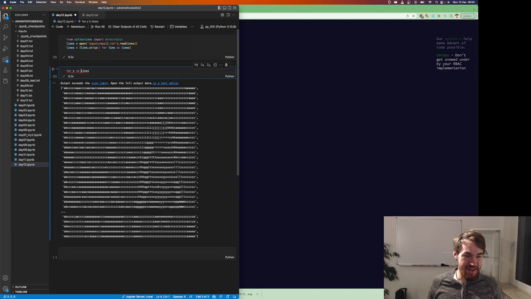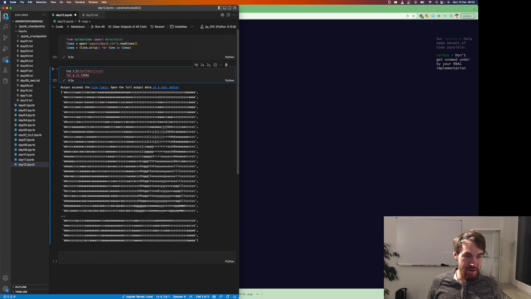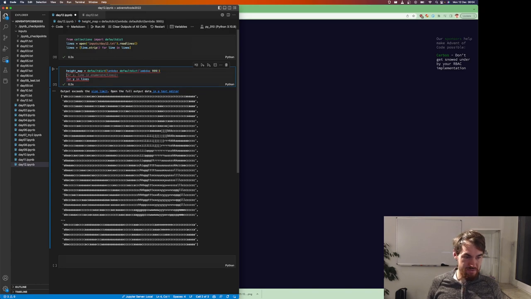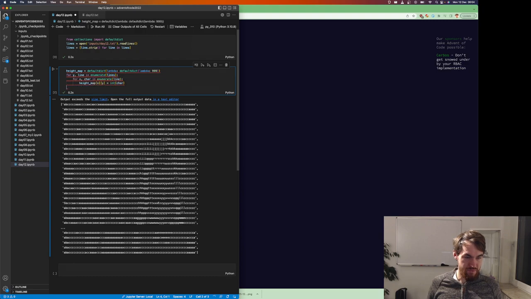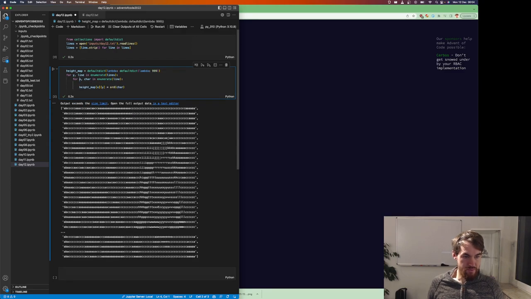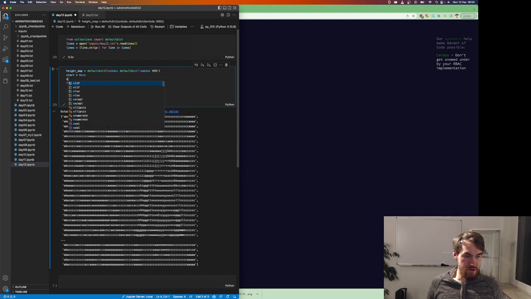Let's parse the lines first, for y in the map. The height map is a defaultdict. By default, we have a super high height. I think it's ord of char. Yeah, it doesn't matter. As long as we get a number out of it, that's good. And we have start is None, end is None. If char is S.